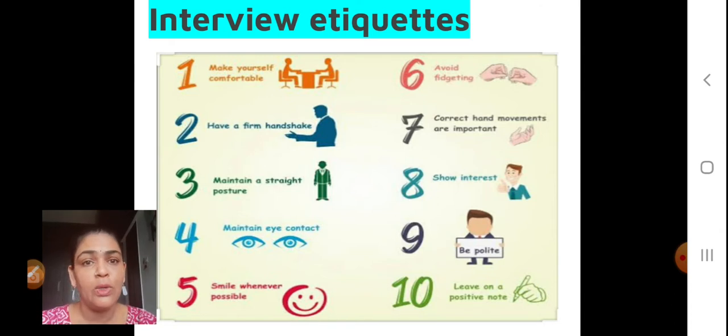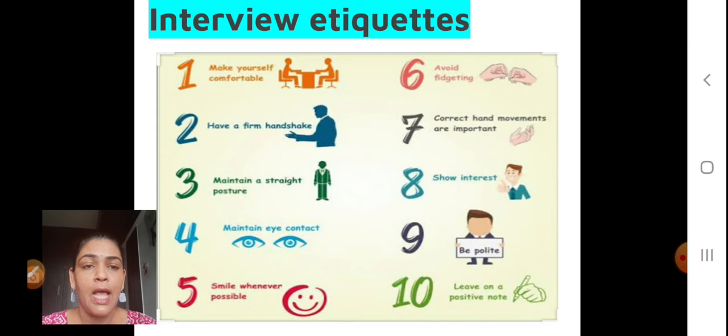Do not try to look around and explore the room. Just look at the interviewer. Then have a firm handshake if at all a hand is offered to you. If not, then do not even think about the handshake. A namaste or a good morning would work well. Maintain a straight posture. Do not lean towards right or left or front or back. Do not lean. Just put a straight posture which gives an attentive pose.